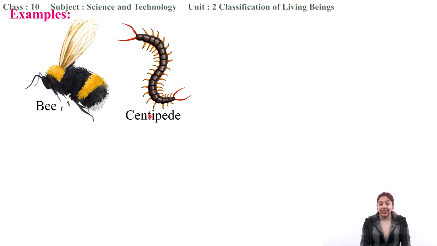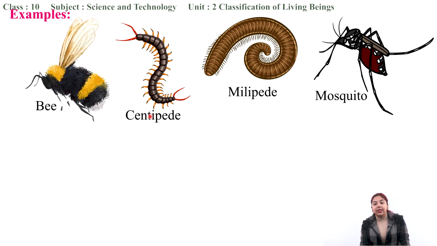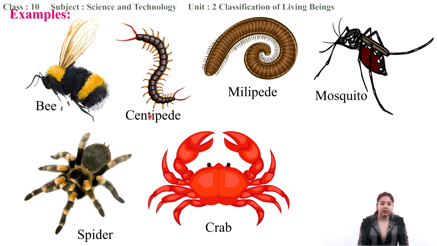Bee, centipede, millipede, the mosquitoes, spiders, crab, housefly, dragonfly. The arthropod is such a large phylum, you have so many examples around you. So I want you guys to look at all the examples of the phylum arthropod around you as well, because this is the largest phylum and you will see so many examples all around you as well. So make sure you check that out.